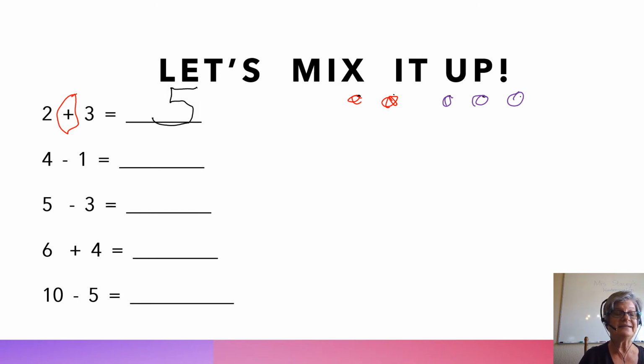Now I go to the next number sentence below that. And it goes 4. And see that crazy symbol next to it? That means, oops, I meant to circle in red. Let's try again. That means minus or take away.